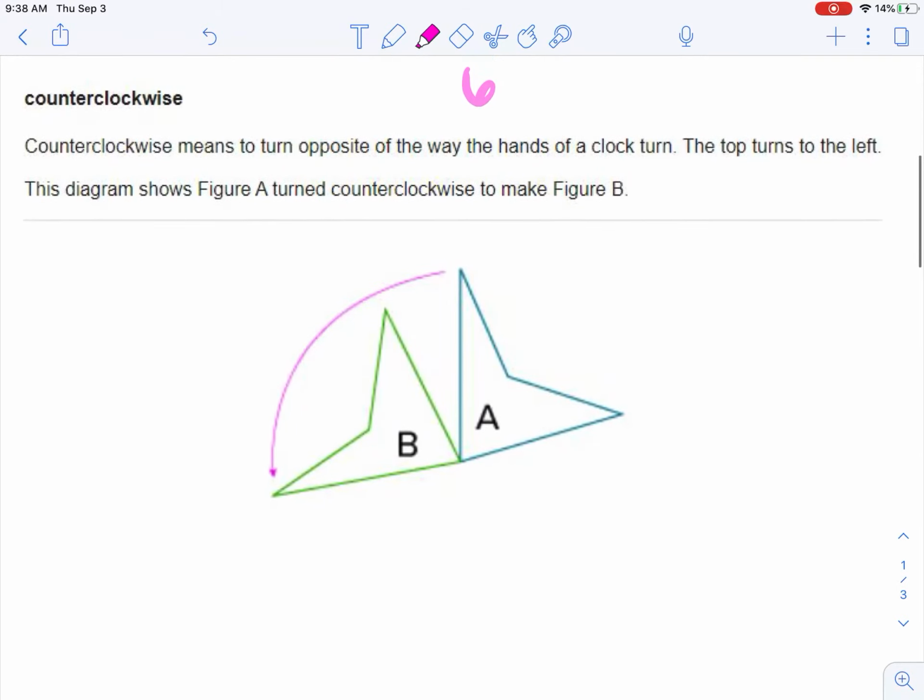Second word, counterclockwise, is the opposite of clockwise. So counterclockwise here means to turn the opposite of the hands of the clock. So the top of the object would turn to the left. So in this image, you can see that A to B is moving counterclockwise. It's going the opposite direction of how we would read a clock if the 12 was here and the 6 was here.